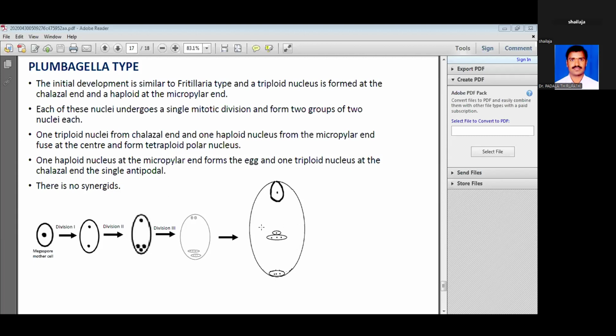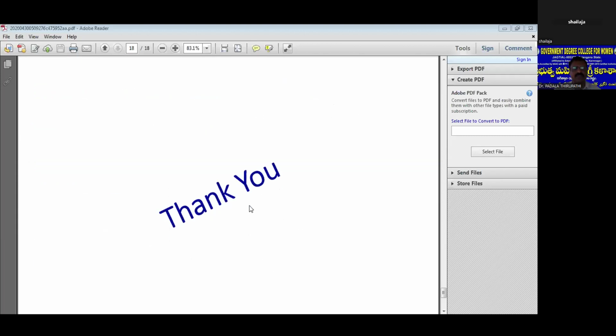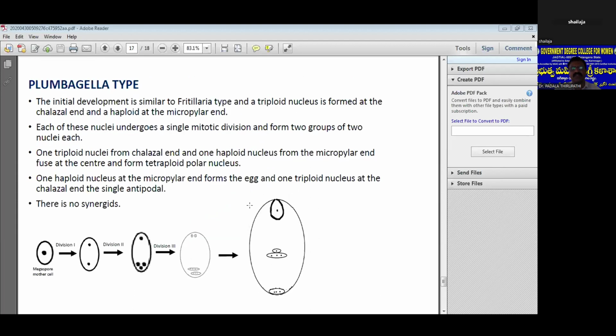Okay, so this is very important. Embryo sac types, totally seven types we have observed. So please, if you have any doubts, please ask me any questions from this topic. Okay, I have given a chance to unmute yourself, and please interact with our respected madam.